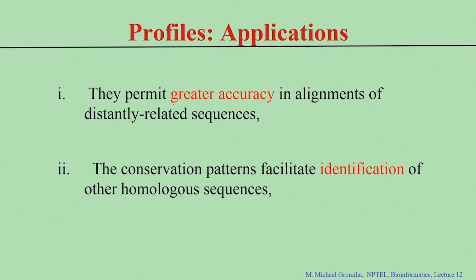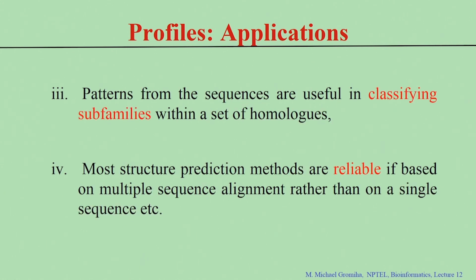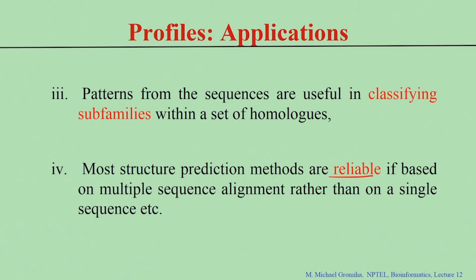It gets greater accuracy when you align distantly related sequences, and the conservation patterns also facilitate the identification of homologous sequences, because we have a high score in the case of homologous sequences. You can see the patterns which are useful for classifying subfamilies within a set of homologous sequences. Then the various secondary structure prediction algorithms, or prediction of accessibility, or prediction of binding sites, are reliable if they have the multiple sequence alignment rather than a single sequence.